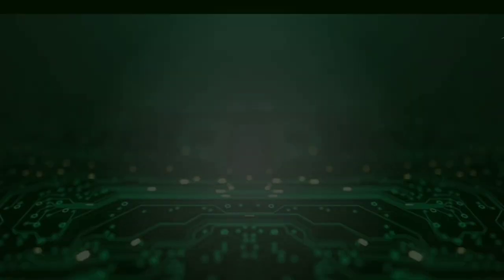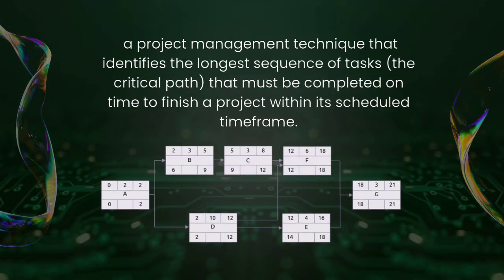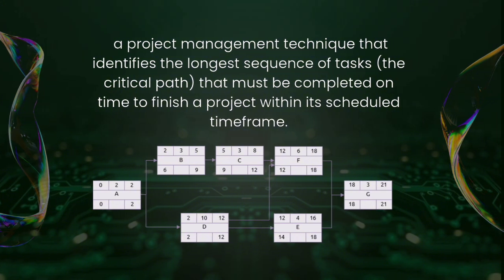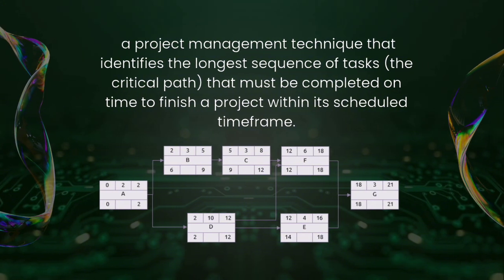And now, let's understand what critical path is. A project management technique that identifies the longest sequence of tasks, the critical path, that must be completed on time to finish a project within its scheduled time frame. And also, if any task on a critical path is delayed, the whole project will be delayed. That's why it is important to carefully plan, monitor, and manage these activities.